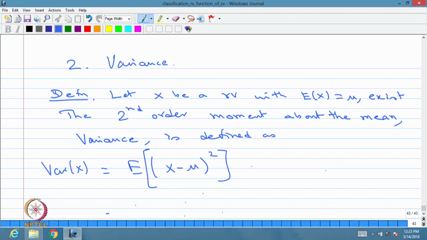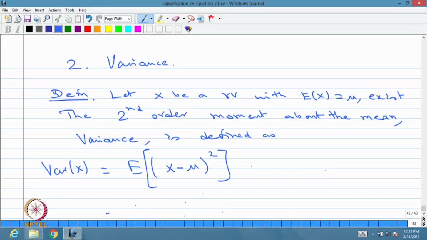So, this second order moment one can define after the existence of the first order moment. If the first order moment does not exist, then one cannot define the second order moment about the mean. So, here I have given the second order moment about the mean. Later I am going to introduce the second order moment about the origin, that is nothing but the expectation of x square, by making mu 0. Similarly, one can define nth order moment about the origin. So, now we will discuss the variance first, then later we will go for the higher order moments.